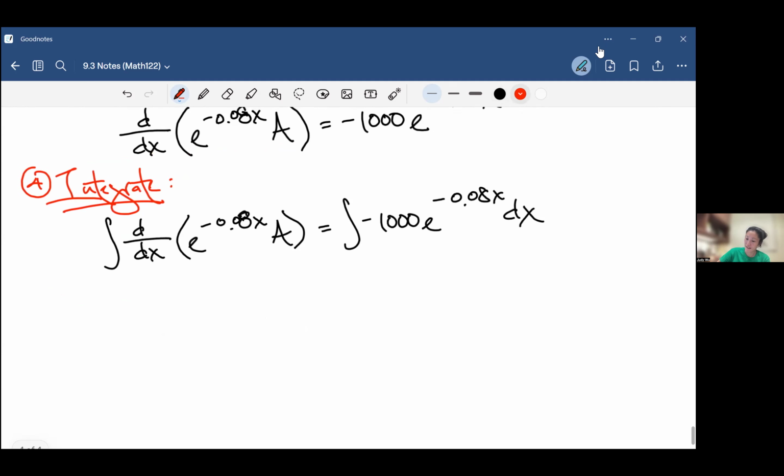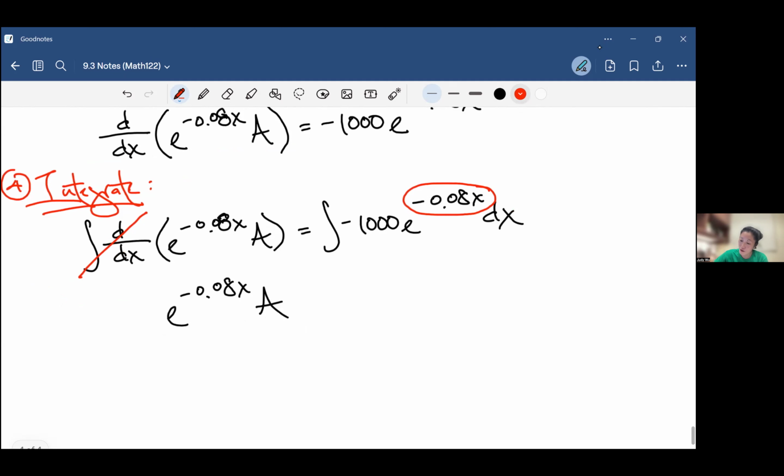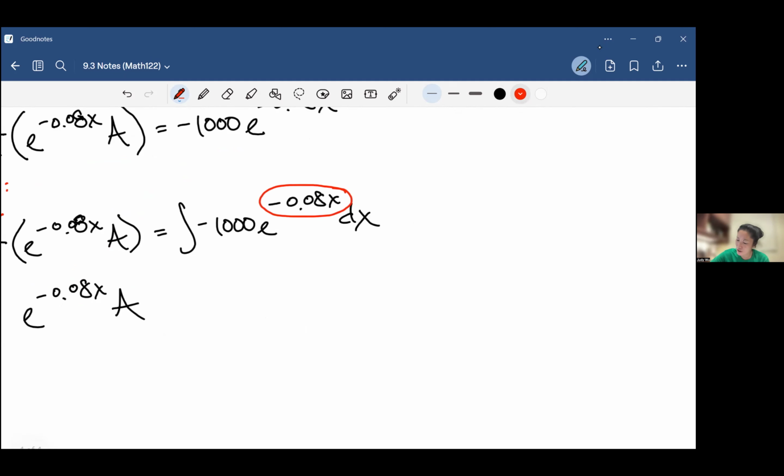Okay. Integral and derivative cancel out. So my left-hand side is just e to the negative 0.08x times A. Now, when I integrate the right-hand side, though, this tells me I don't want to use chain rule because I'm not taking a derivative. I need to use u-sub.